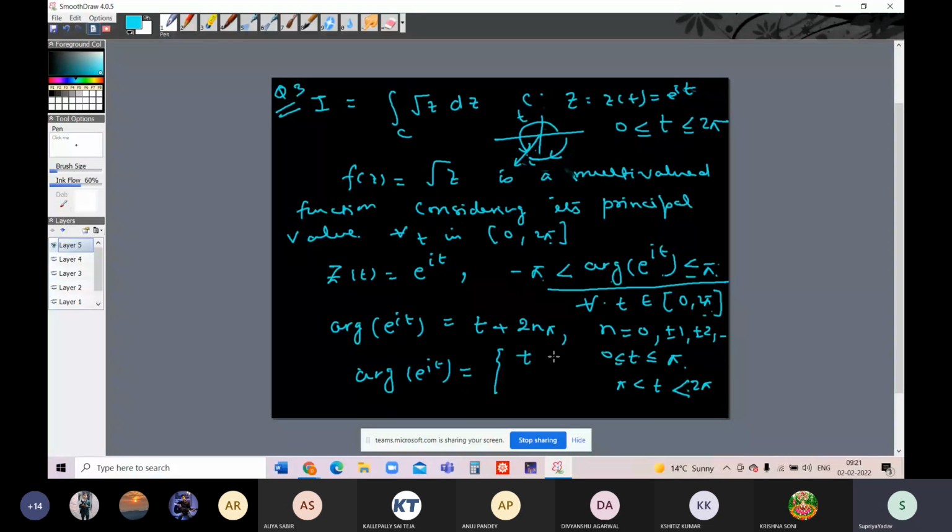So we can write here, and to write the negative angle we will write t minus 2 pi, because we have to read this angle in negative. So this will be t minus 2 pi when t lies between pi to 2 pi. So the argument for this function e^(it) will be t when t lies between 0 to pi, and its argument will be t minus 2 pi when t lies between pi to 2 pi. Okay.